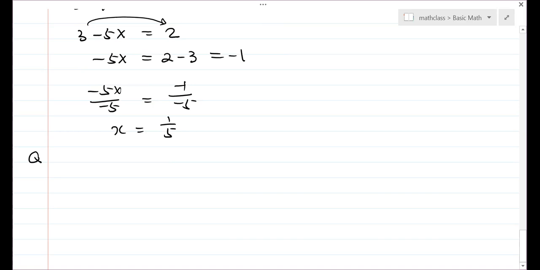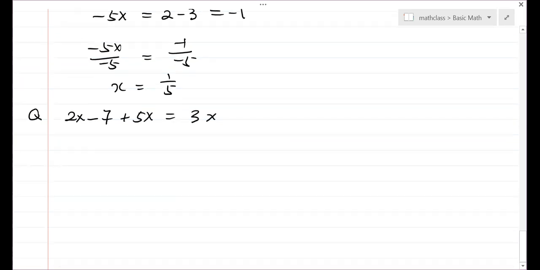We still have students making mistakes, so we need to practice more. Okay. So I have 2x minus 7 plus 5x equals 3x. Okay, let's try this. So now I have 2 terms containing x on the left side.